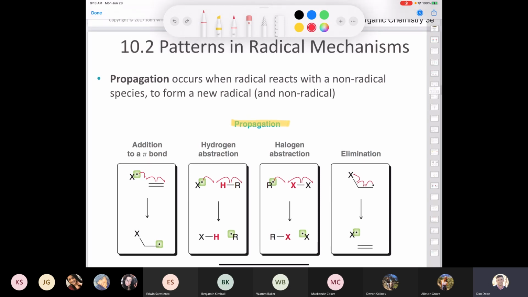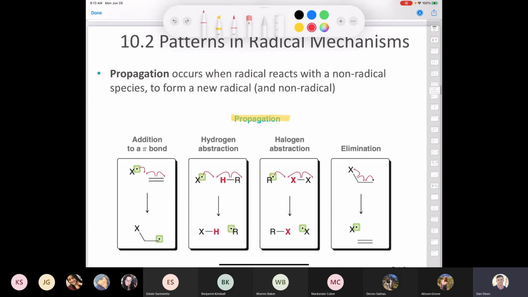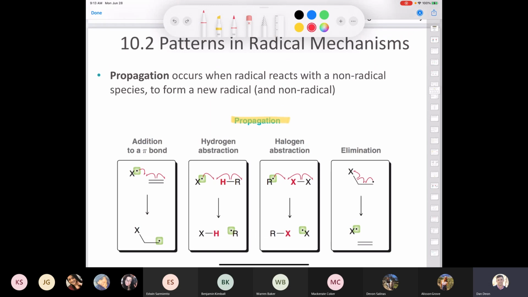Now, if you're like, well, I've just looked at this for 20 seconds and I don't have it all down pat yet, that's normal, okay? You're going to have to take a look at some mechanisms, and we're going to take a look at a mechanism or two this morning, but you want to make sure that you study these, that you're aware of what an addition to a pi bond is, hydrogen abstraction, halogen abstraction, and elimination, and that you also know that these fall under the greater umbrella of propagation reactions.